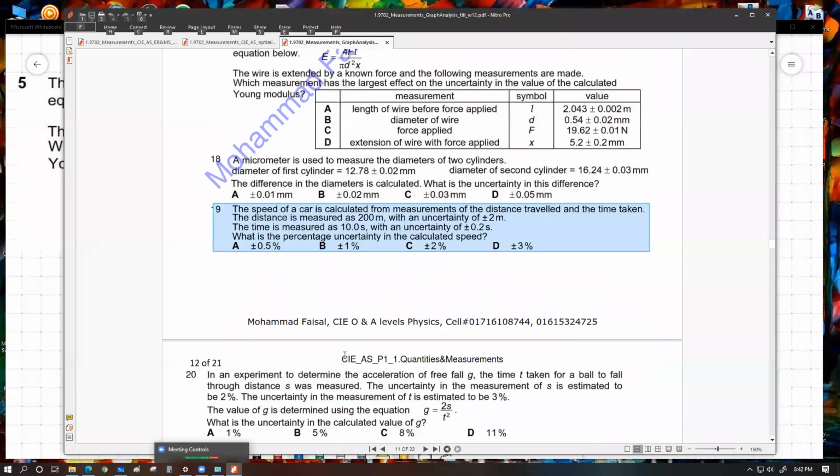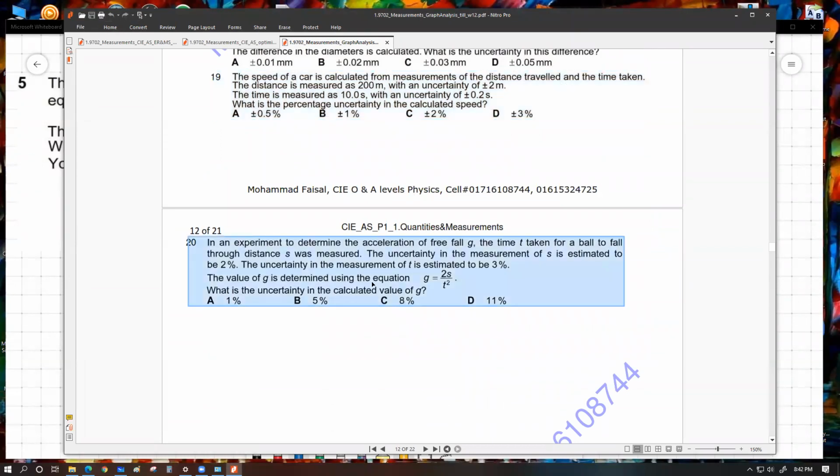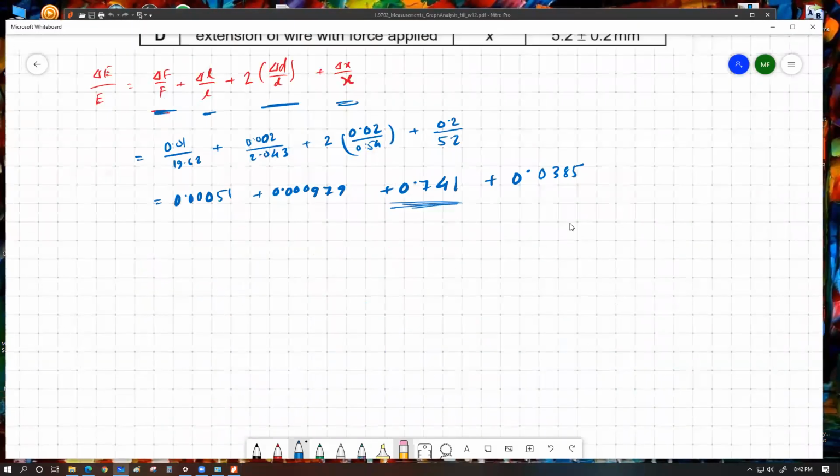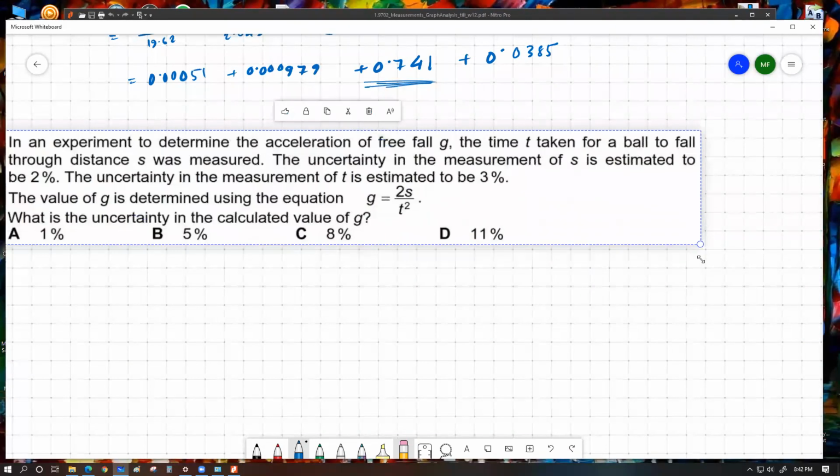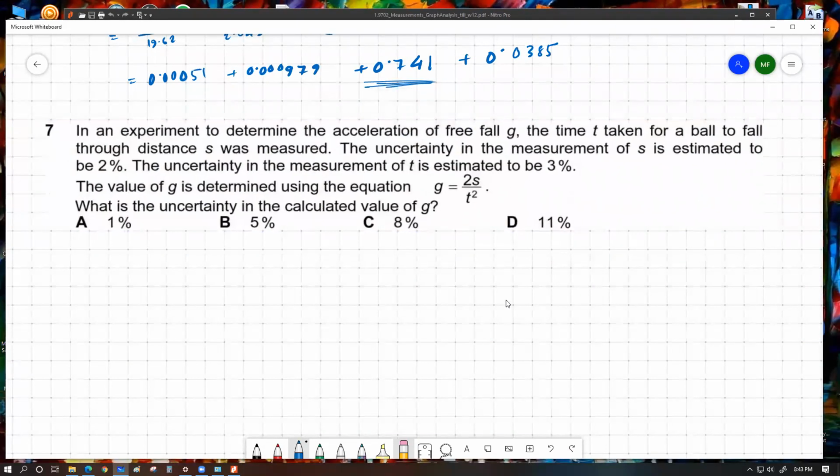20টা দেখি। প্রশ্ন 20 বলছে in an experiment to determine the acceleration of free fall g, the time t taken for a ball to fall through distance s was measured. The uncertainty in the measurement of s is estimated to be 2%. The uncertainty in the measurement of t is estimated to be 3%. The value of g is determined using the equation g equals 2s by t square. What is the uncertainty in the calculated value of g?